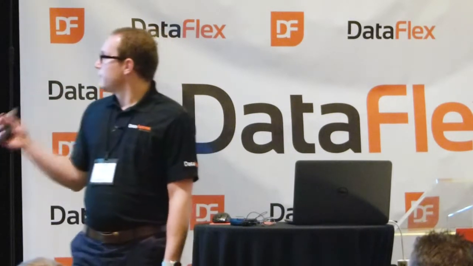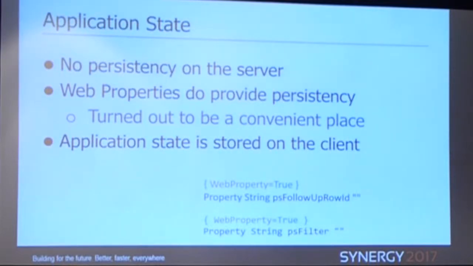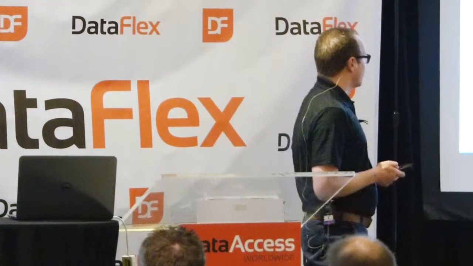But you also needed to store things like a row ID that you wanted to show later on, or a filter that you need for your data dictionary. And it actually turned out that web properties were a pretty convenient place to store your application state. The alternative is to extend your session manager to add extra fields to your web app session table and to store it there. But that is a lot more work, so using web properties turned out to be quite convenient.